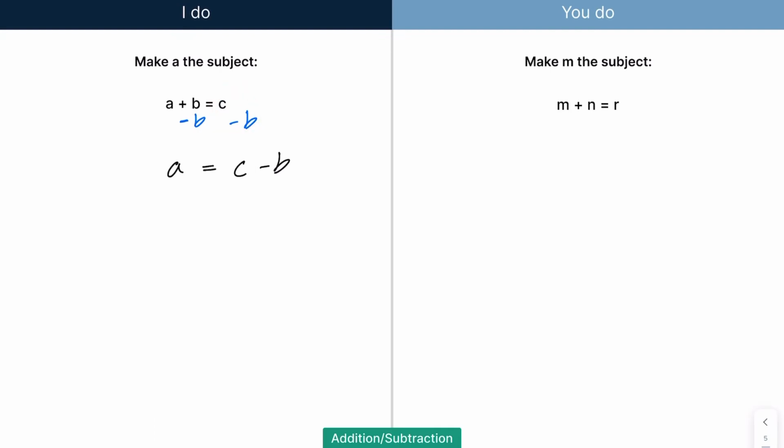So hopefully you've pressed pause and had a go at the example on the right. In this case, we're looking for M. We want to get M on its own. It has got a plus N on this side. So we're going to get rid of the plus N. We're going to do the opposite of plus N, minus N from both sides. And that means M is equal to R minus N.